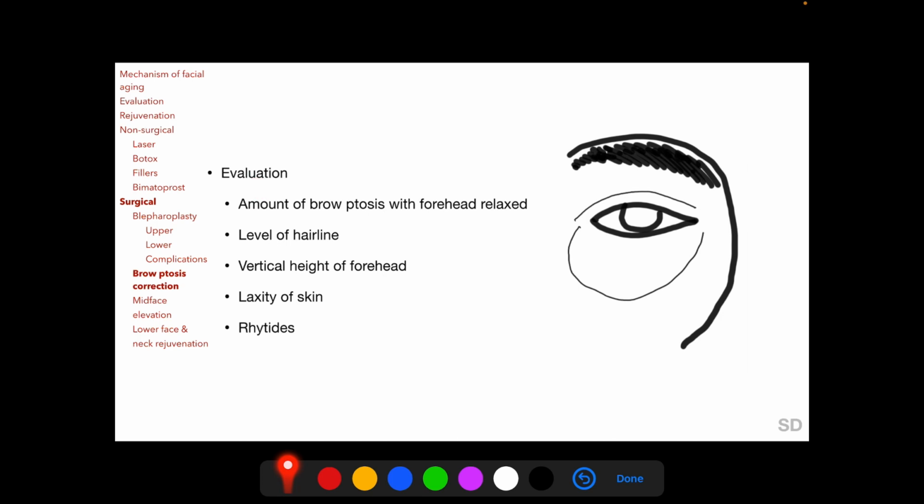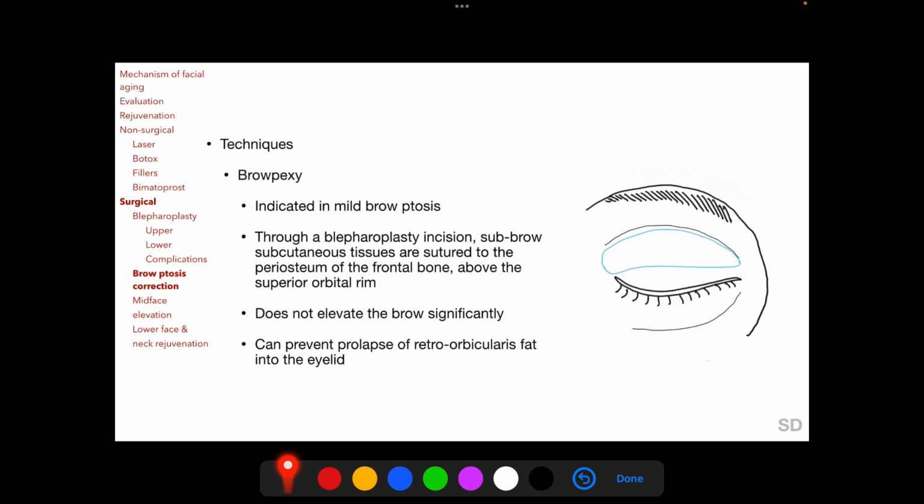Evaluation for brow ptosis includes determining the amount of brow ptosis with the forehead relaxed, noting the level of the hairline and the vertical height of the forehead to determine the surgical approach for forehead or brow lift as we will be discussing, and noting the presence of laxity of skin and rhytides to determine the need for surgical removal of extra skin. There are several techniques for correcting brow ptosis, and browpexy is indicated for a mild brow ptosis.